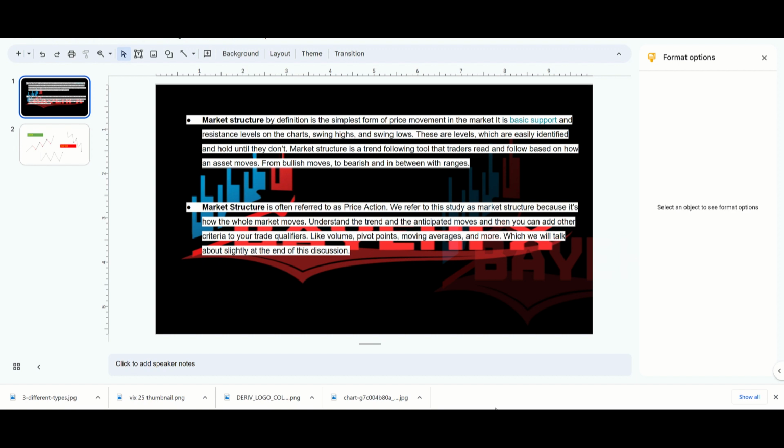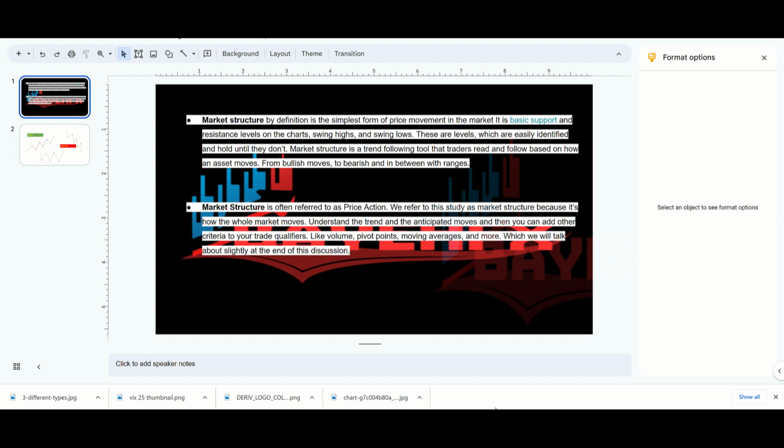Market structure is defined as the simplest form of price movement in the market. It is basic support and resistance levels on the chart, or swing highs and swing lows. These levels are easily identified and hold until they don't. Market structure is a trend following tool that traders read and follow based on how an asset moves, from bullish moves to bearish and in between. That's the market ranging, right?